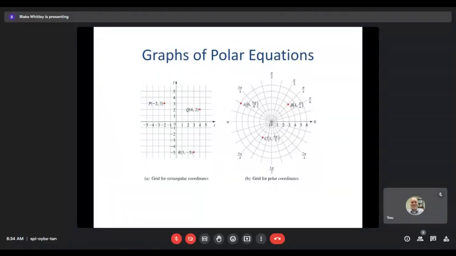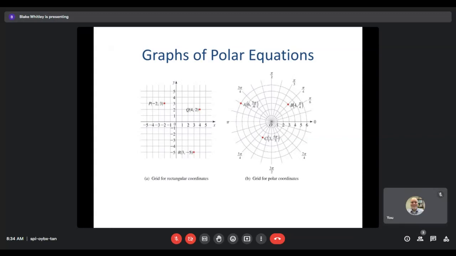Hello again. This is section 8.2, graphs of polar equations. If you remember in section 8.1, we looked at actual polar coordinates and how we could convert between both rectangular and polar coordinates, and then also take some equations and convert them between one form and the other. In this section, we're going to start to look at the graphs of some of those polar equations that we started looking at back in section 8.1.